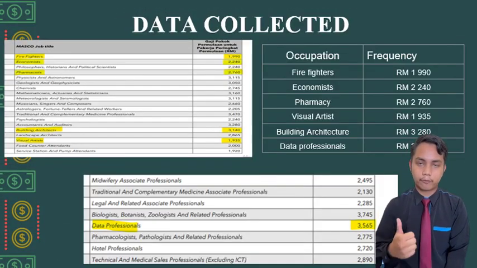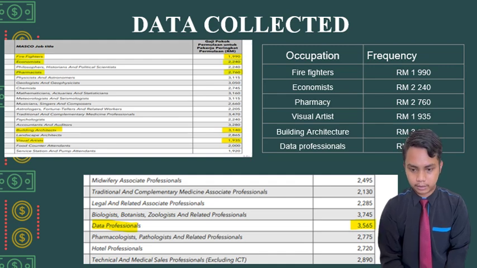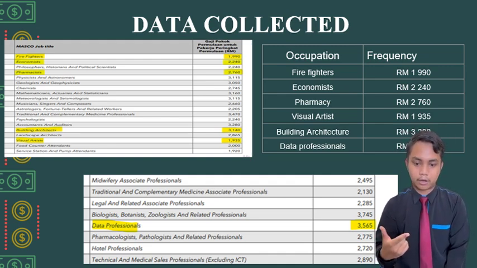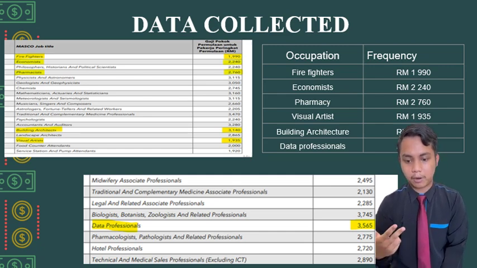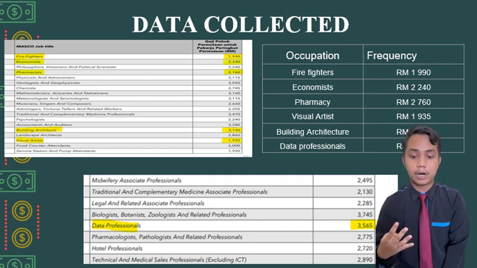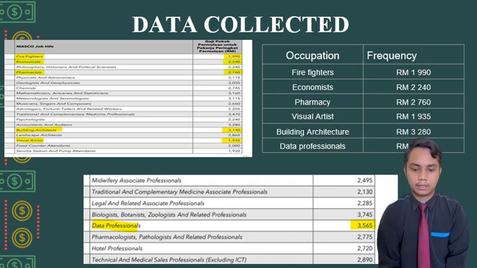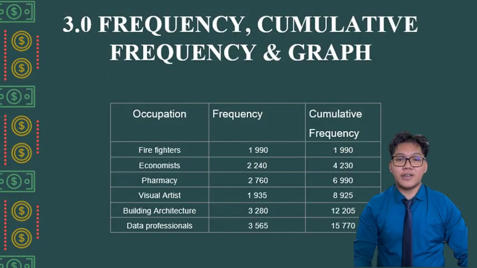The first occupation salary that we get is firefighter. The second is economist. The third one is pharmacy. The number 4 is visual artist. Number 5 is building architecture, and lastly is data professional.